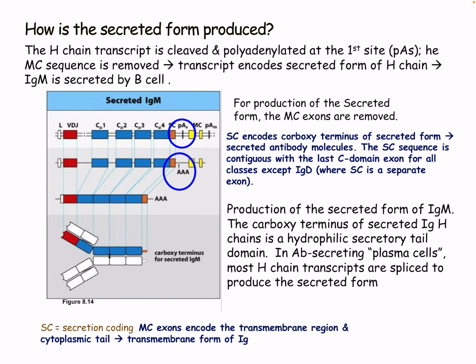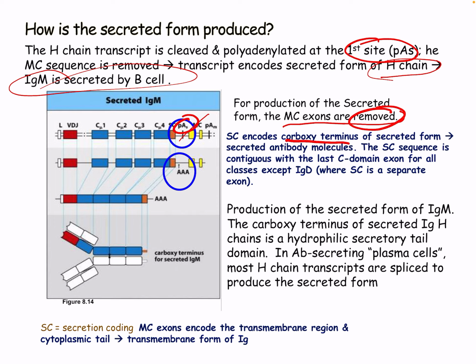Now the secreted form. The heavy chain transcript is cleaved and polyadenylated at the first site this time, at the PAS. The MC sequence is removed. So instead of the SC being removed, now we have the MC being removed. This transcript encodes the secreted form of the heavy chain, and the IgM is secreted by the B cell. For production of the secreted form, the MC exons are removed. That's very important. The SC encodes the carboxy terminus of the secreted form, as we can see here, and this results in secreted antibody molecules.